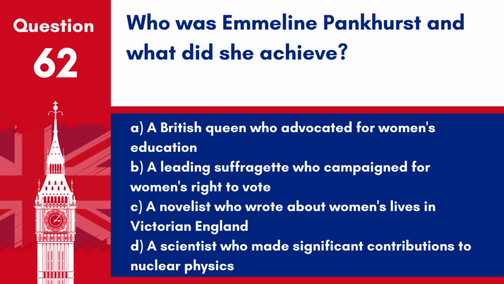Question 62. Who was Emmeline Pankhurst and what did she achieve? A. A British queen who advocated for women's education. B. A leading suffragette who campaigned for women's right to vote. C. A novelist who wrote about women's lives in Victorian England. D. A scientist who made significant contributions to nuclear physics.